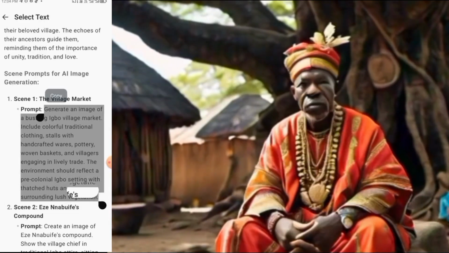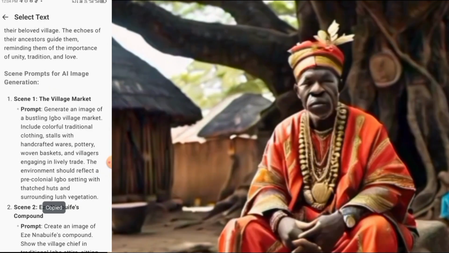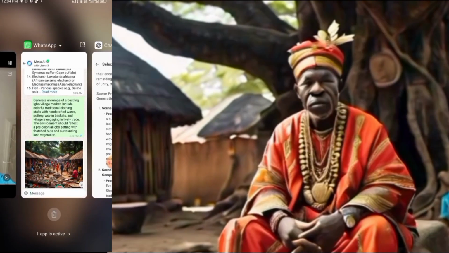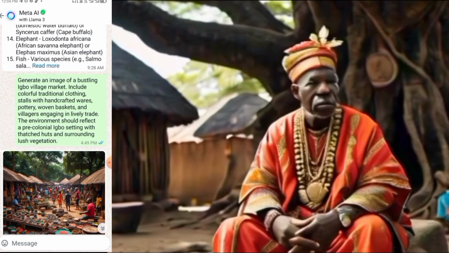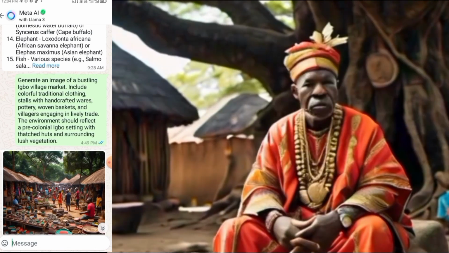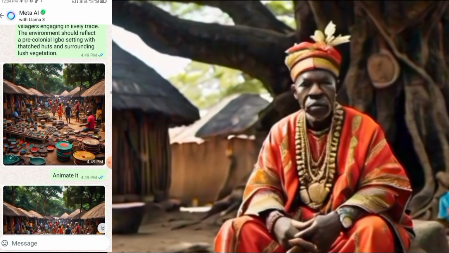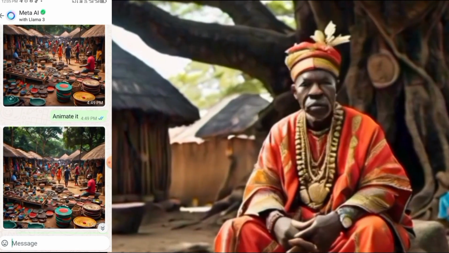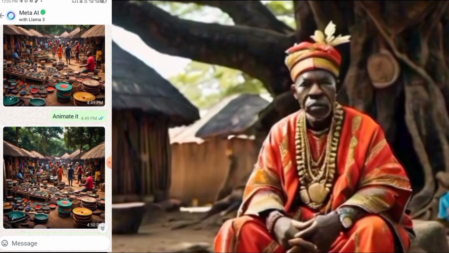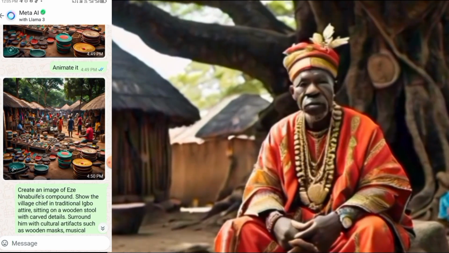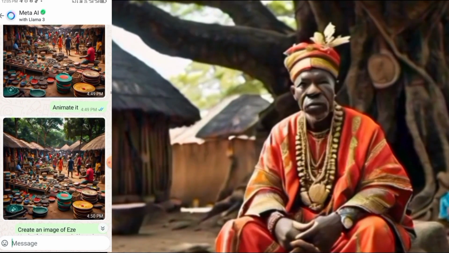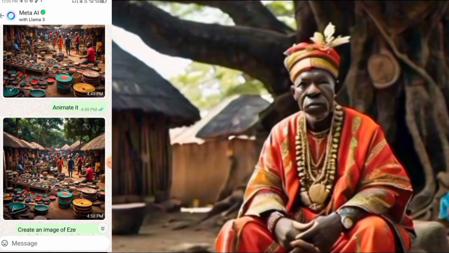I copied the prompt and now came to WhatsApp Meta AI and pasted it. When I pasted it here, look at it. Look at the village. Now I asked WhatsApp Meta AI to animate that image generated for me. That is to make it live. So look at where it was animated.